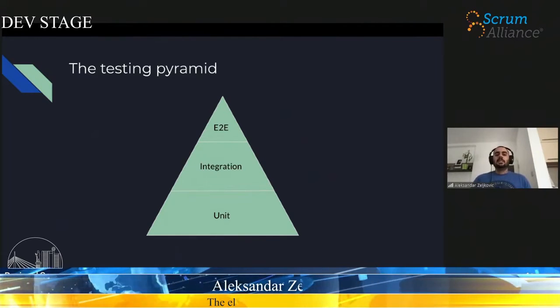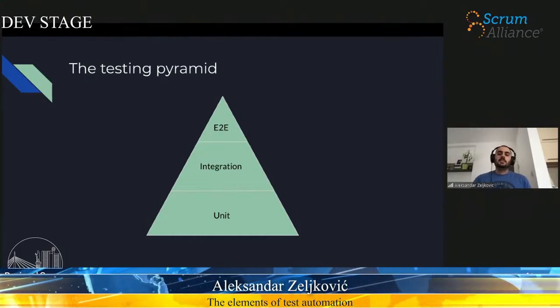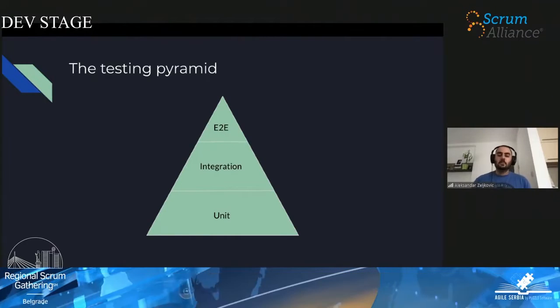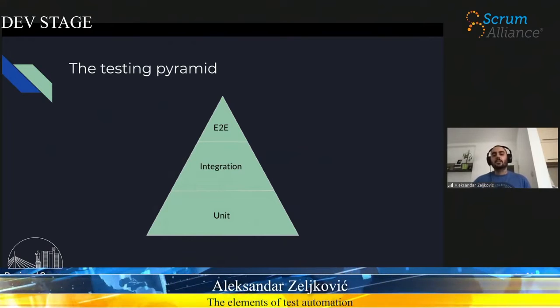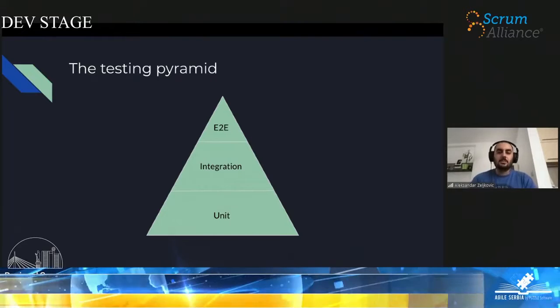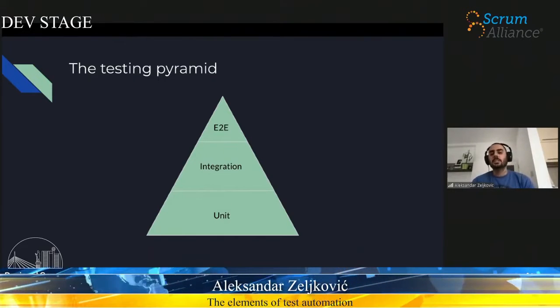So these three layers represent the number of different types of tests that you ideally should have in your test suite. Or, to be more precise, the proportion of unit, integration, and end-to-end layers represents the proportion of the amount of these tests in your project. So you ideally should have the largest number of unit tests, then a smaller number of integration tests, and the smallest number of end-to-end tests.